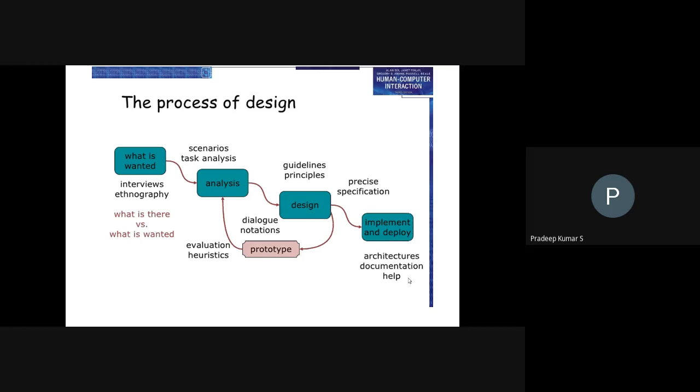Okay, now we come to the process of design. Here in the process of design, what is wanted, analysis, design, implement and deployment. That is what we can say as the process of design.